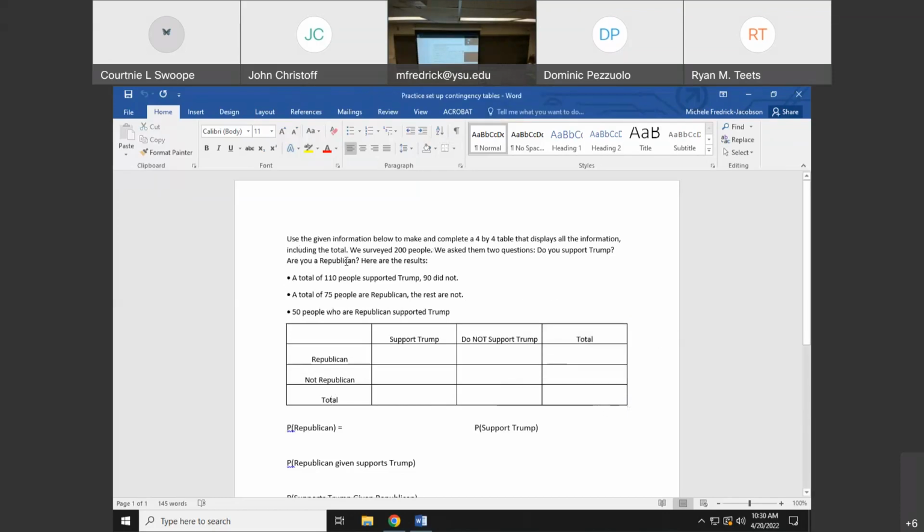So we surveyed 200 people and asked them 2 questions. Do you support Trump and are you a Republican? And here's the results. So if we survey 200 people, where should that number be? The total in the very bottom right. Yep.